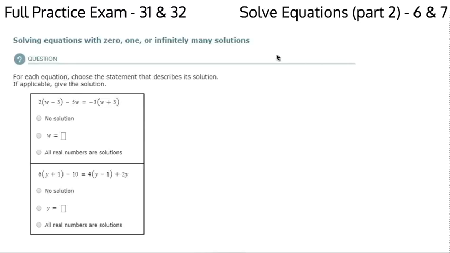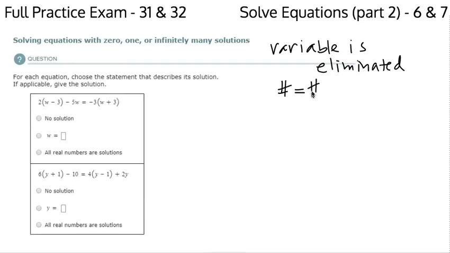And these are the special cases where if you end up with the variable disappearing, or the variable is eliminated, then you have a special case. Once the variable is eliminated, if you get the number equaling itself, that's where it's many solutions. If you get a number and it does not equal itself, that's where the answer was no solution.